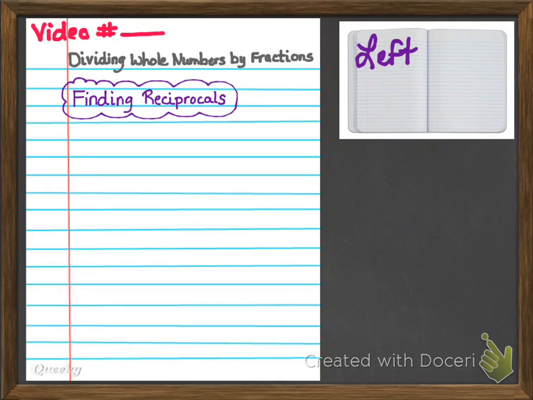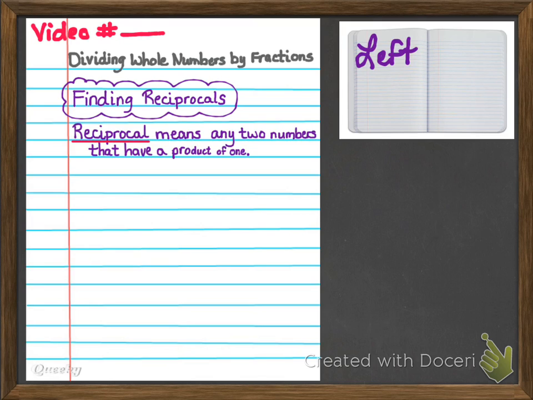The first thing we're going to do is work on finding reciprocals. So go ahead and write this title on your paper and put a big box or a bubble around it like I did here. So before we can figure out how to find reciprocals, we need to understand what a reciprocal means. So here I've written the definition that I would like for you to copy. Remember, you're going to have to pause your video so that you have time to copy everything before I continue to talk. Reciprocal means any two numbers that have a product of 1.